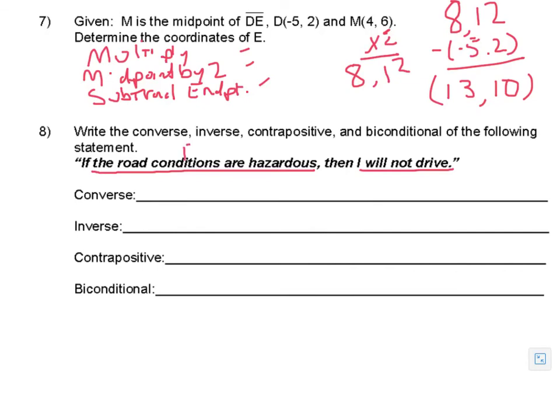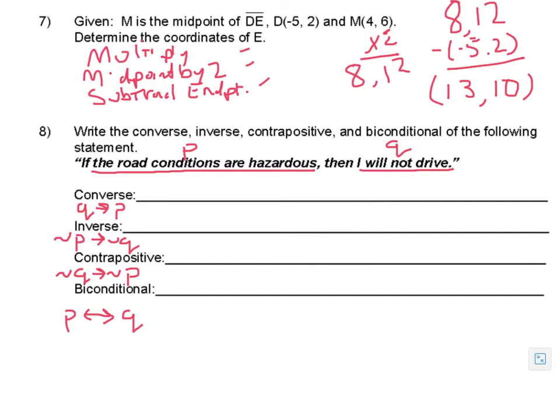Remember, the first one is always P, Q. Converse switches it around, QP. Inverse is in the same order, but it's negative. Not P, not Q. Contrapositive is the longest. We have to do the most. We switch it and negate it. And then the biconditional, P if and only if Q.